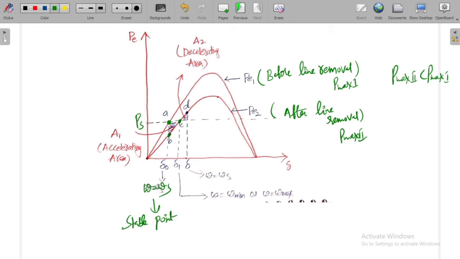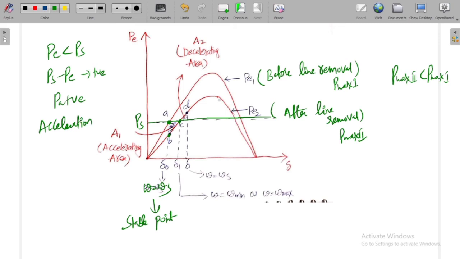The shaft power is shown by this line. This is the shaft power. Now what is the electric power? Electric power is below the shaft power. Is it right? As the electric power is less than PS, PS minus PE is positive. So PA is positive. Then it is called acceleration.